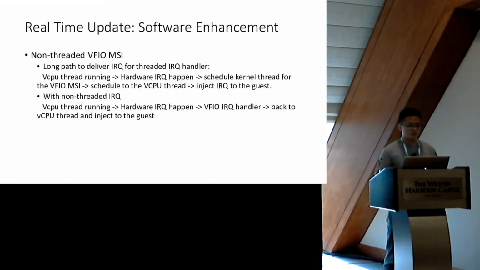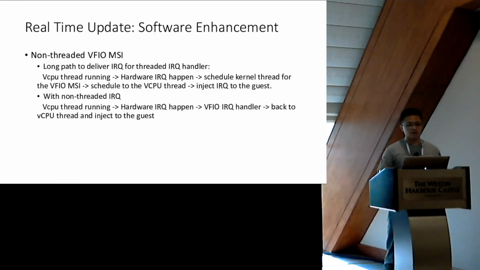So the vCPU thread is scheduled out, and the kernel thread is scheduled in. Then the vCPU thread is scheduled in. Then it generates the IRQ. There are many thread context switches. So if we use non-threaded IRQ, things can be changed like this. The vCPU thread is running, and the hardware generates an interrupt.